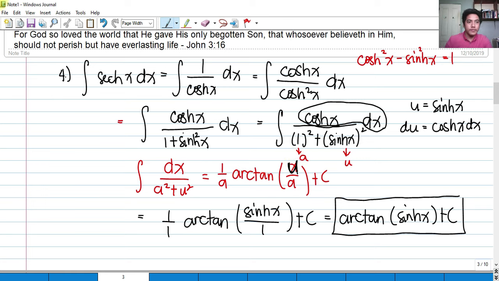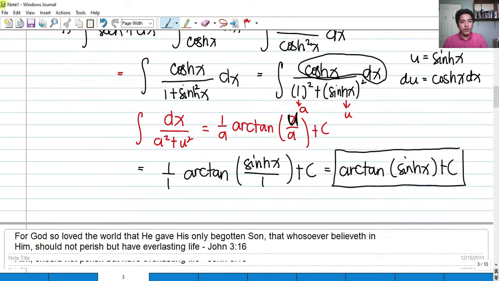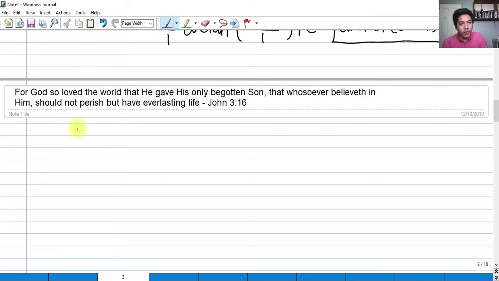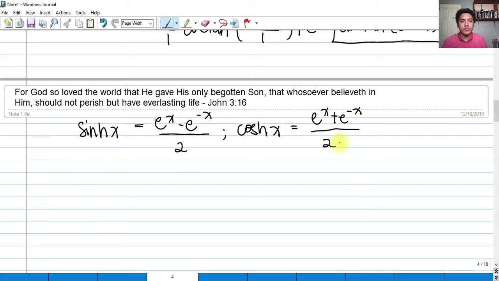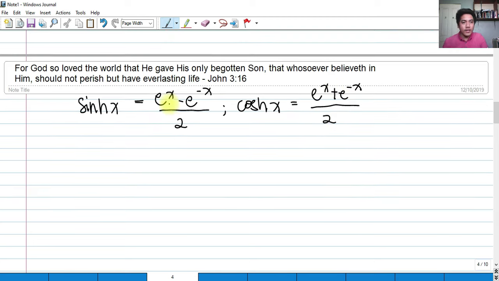Okay, let's proceed. But before proceeding, it's also important to take note that hyperbolic sine of x is equal to e raised to x minus e raised to negative x over 2, and hyperbolic cosine of x is e raised to x plus e raised to negative x over 2. We need this for our fifth example.